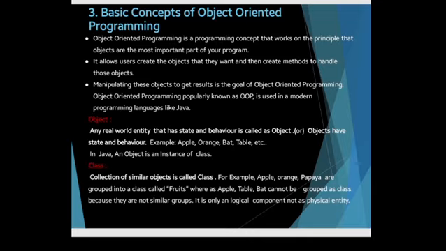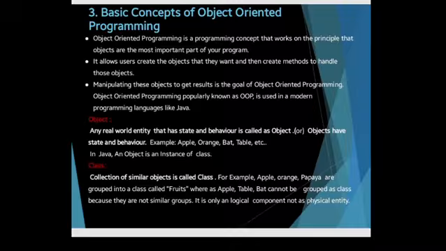A class is a collection of similar objects. It acts as a blueprint or template for creating objects. A class defines what properties and behaviors its objects will have. However, the class itself is only a logical concept. It does not occupy memory until an object is created from it.